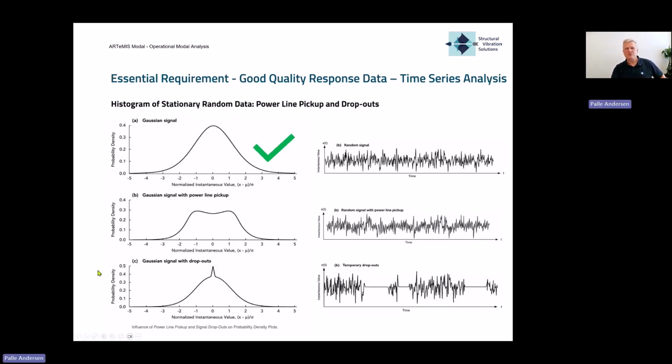Then we can go to the next. That would be this power line pickup, as we call it, or when we have harmonic components. And we already discussed it before. You have these two minimum and maximum amplitude peaks in the distribution of a sine wave.